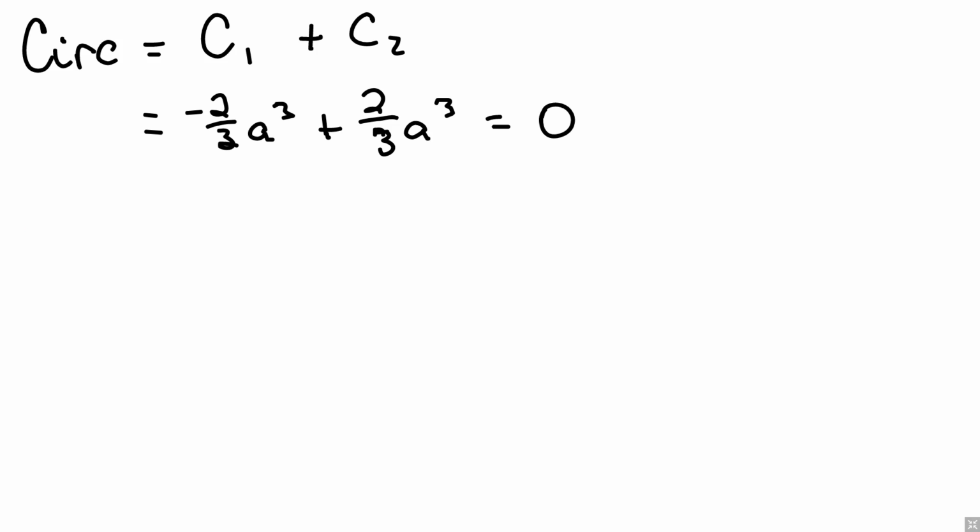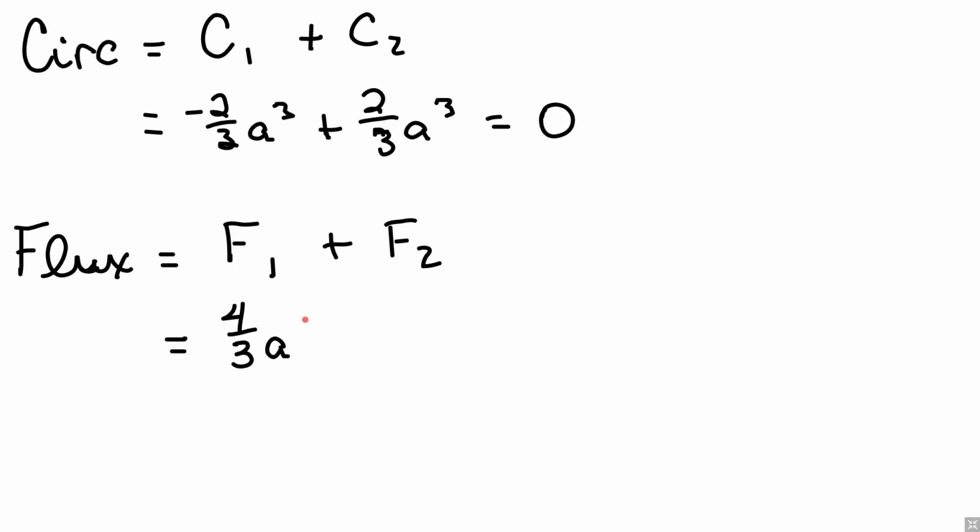Okay. Then next, let's find the flux. So we're going to do the flux over the first path plus the flux over the second path. Now, what did we say the flux was over the first path? 4 over 3 a cubed. And what did we say it was for the second path?